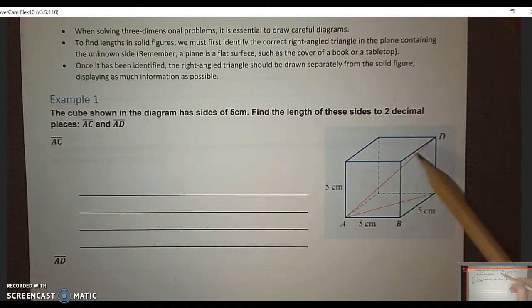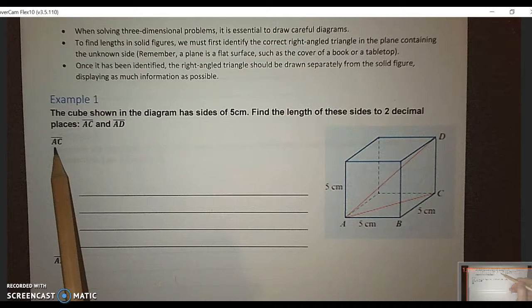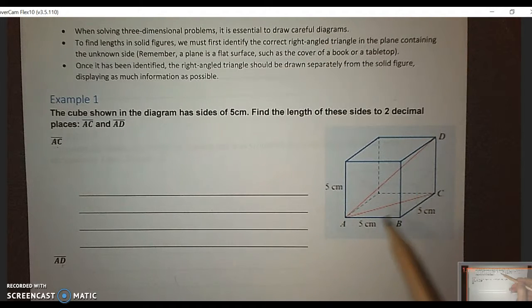So our first example is going to be looking at this cube here. It says the cube shown on the diagram has sides of 5 centimeters long. So each side is 5 centimeters in length. We need to first find the length of AC, the line that joins A to C, and then from A to D. So the first step is to identify the triangle that we're looking for. We're looking for this line here, AC, the red one. So the triangle is going to be A, B, C.